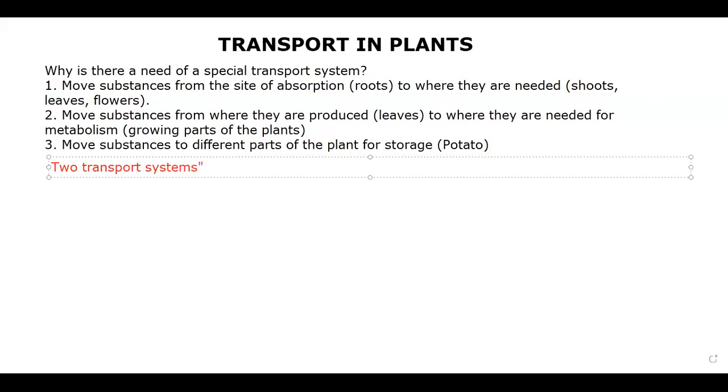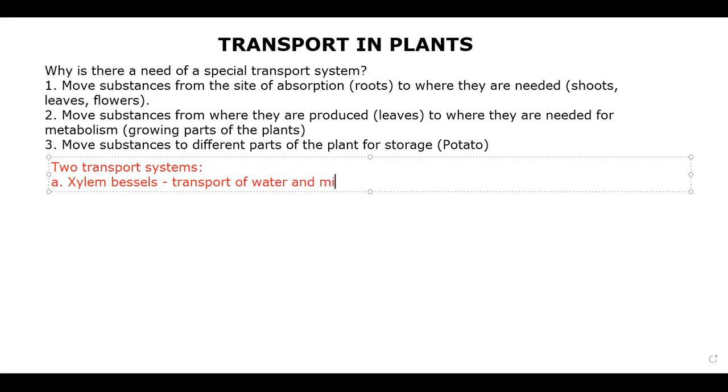We have our xylem vessels. Xylem vessels, as you know already, are for transport of water and mineral ions. Keep this in mind that both mineral ions and water are transported in xylem vessels.